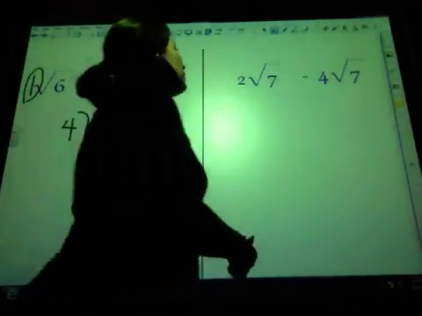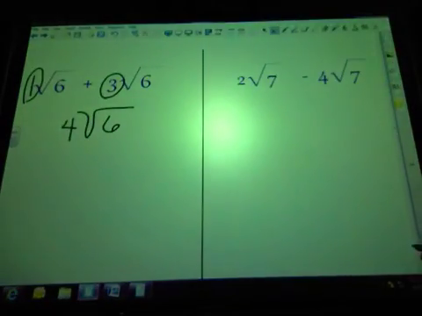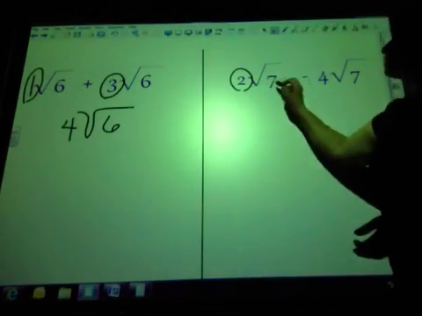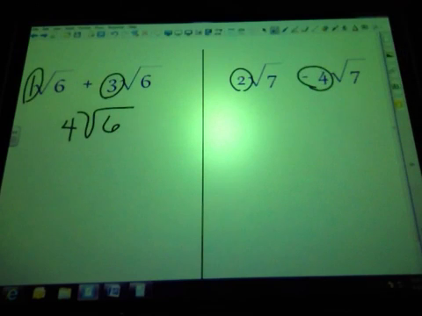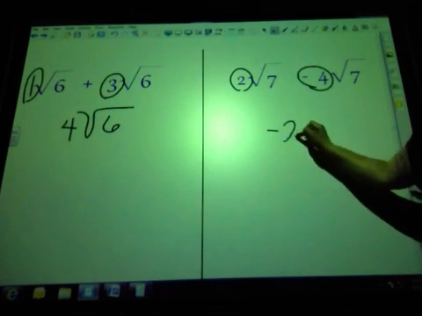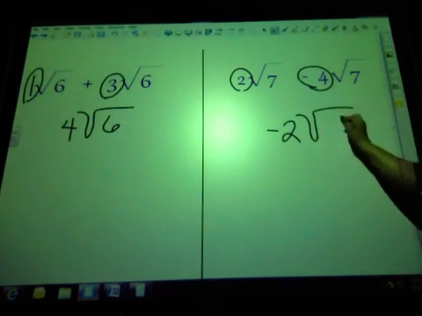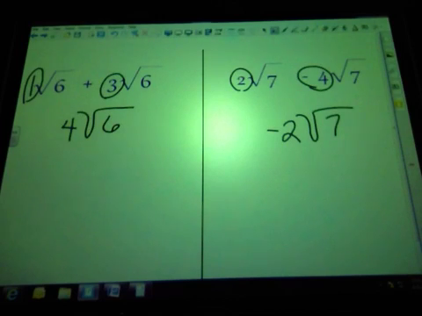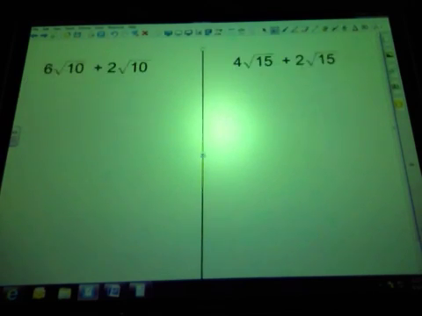So on the right-hand side, we have 2 times the square root of 7 minus 4 times the square root of 7. So we're just going to do 2 minus 4. 2 minus 4 is negative 2. Then we just rewrite our square root of 7. So as we're doing this, make sure that you're writing down these examples and the work that goes with it so you can have something to look at when you're working on your own later.